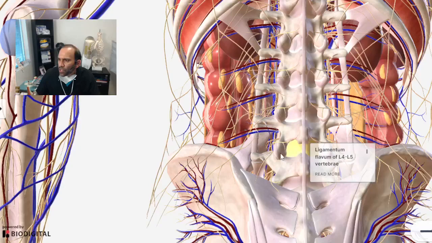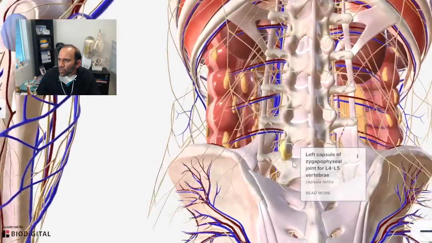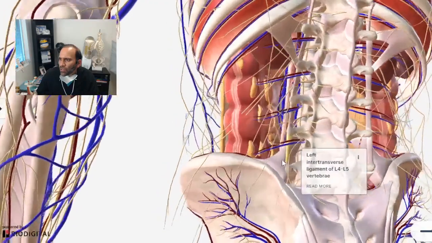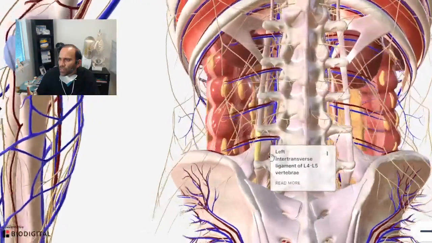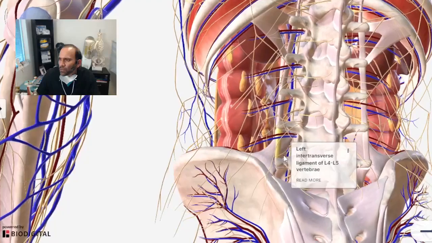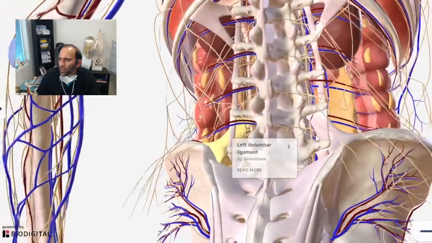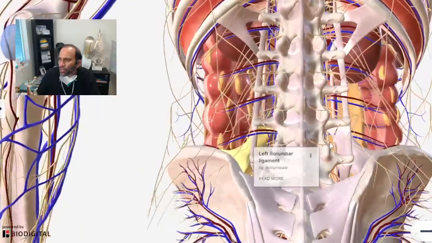Now we have ligament tissue surrounding the facet joints and capsules. We have ligament structures that are connecting the transverse segments of the vertebral bodies. And then we have ligaments that are connecting the low back to the iliac crest.